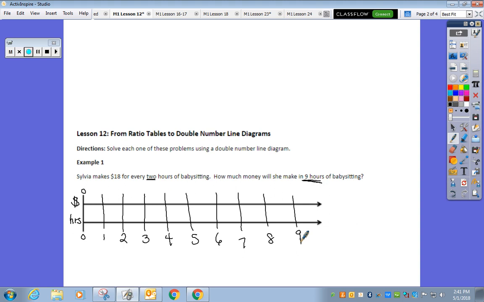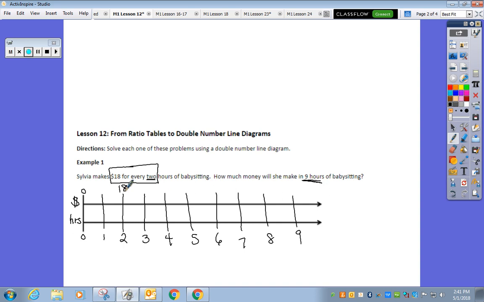Okay, so in the problem, they're telling us that she makes $18 for every 2 hours. So across from the 2 hours, I'm going to put 18. So it's kind of like a ratio table turned on its side. So what I'm going to do is figure out how much it is for 1 hour and work from there.